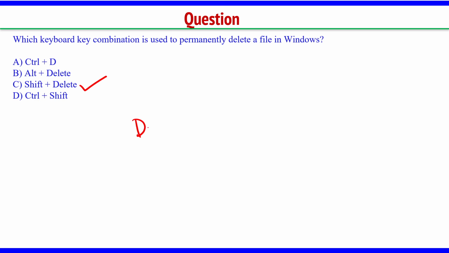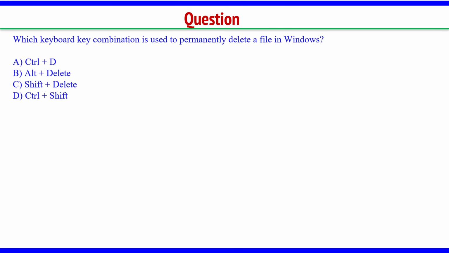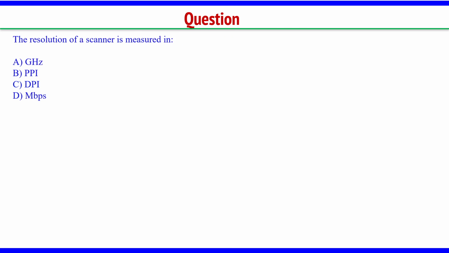If I click only the delete button, it will be stored in my bin. On Windows we have one recycle bin. It will be stored there, and it can be restored again. But if you want to delete it permanently, you have to use the Shift delete key. Shift plus delete.